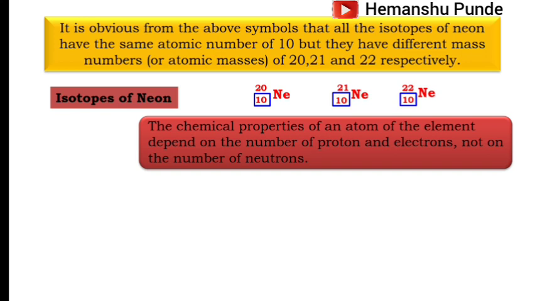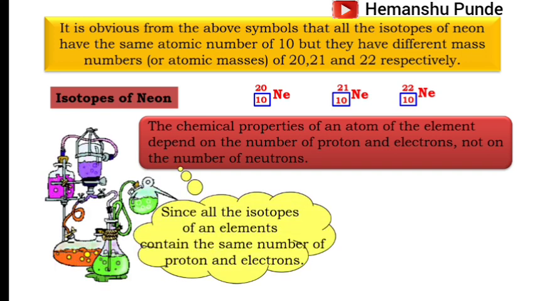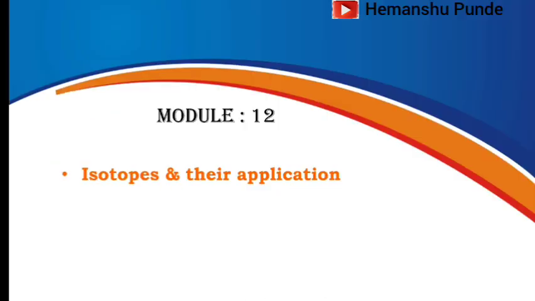Because neutrons do not carry any charge. Since all the isotopes of an element contain the same number of protons and electrons, the chemical properties of all the isotopes of an element are identical or the same.